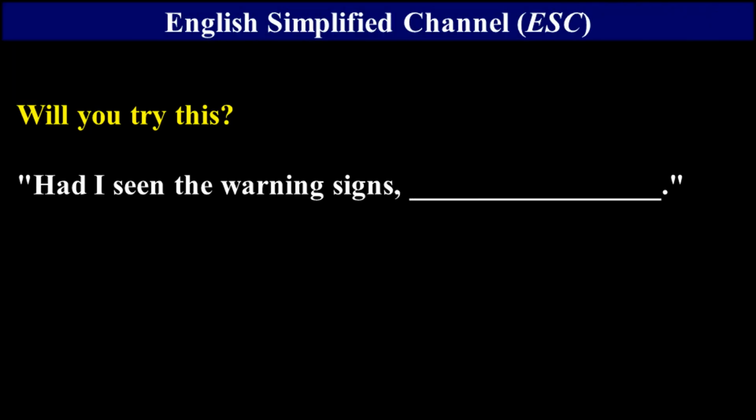Part 4. Engaging activity. Let's make this interactive. I'm going to give you a sentence, and you need to complete it using the third conditional with "had." Ready? Here it is: "Had I seen the warning signs..." Write your answers in the comments below. I'll be reading through them and giving feedback.